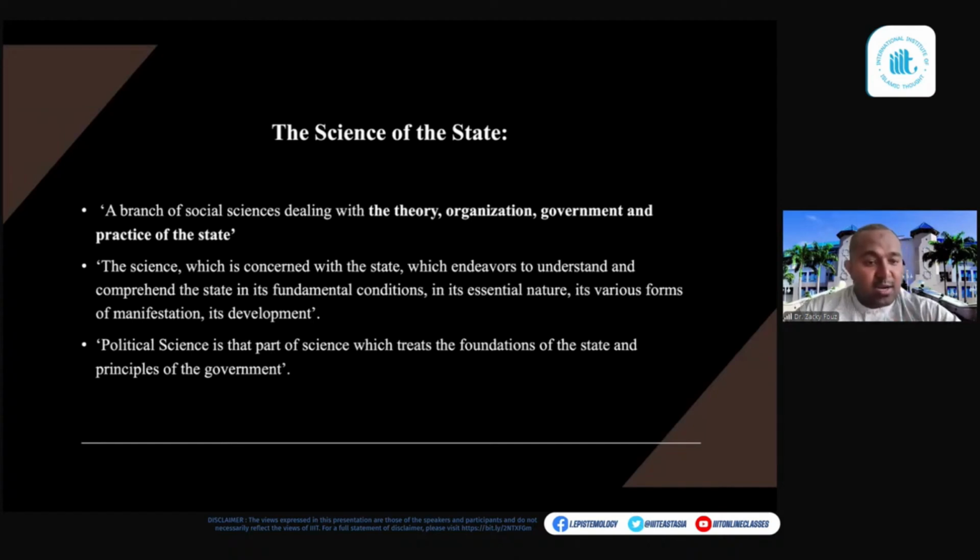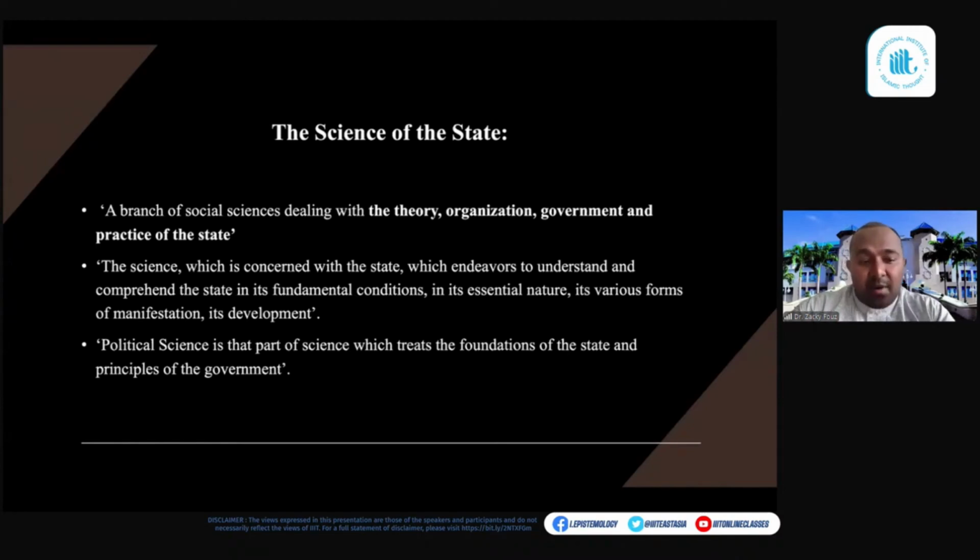Here you can see three important definitions. Definition number one: political science is all about the science of the state. It's the science of the state. Political science is equal, or at least synonymous, with the science of the state. Why? Because the state is the locus of power. When we understand power as the central notion of politics, we end up with the definition that the science of the state is political science.